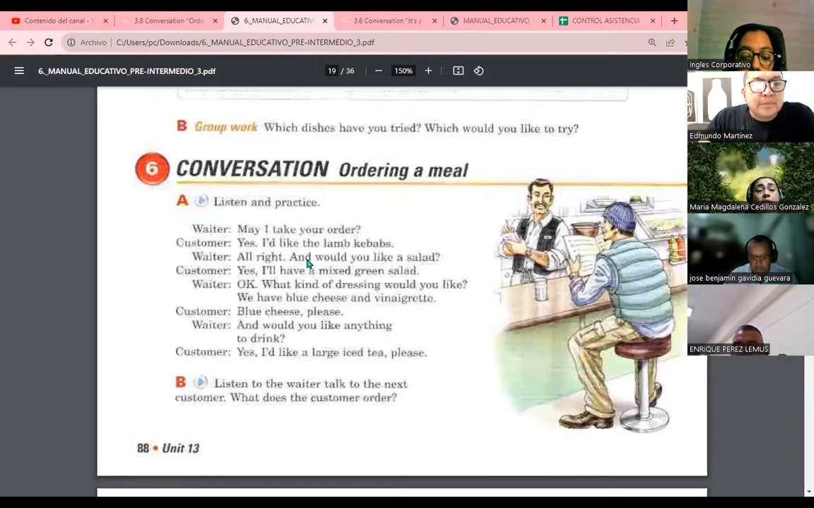Yes, I like the lamb kebabs. All right. Would you like a salad? Yes, I have a mixed green salad. Oh, okay. What kind of dressing would you like? We have blue cheese and vinaigrette. Blue cheese, please. And would you like anything to drink? Yes, I like iced tea, please.